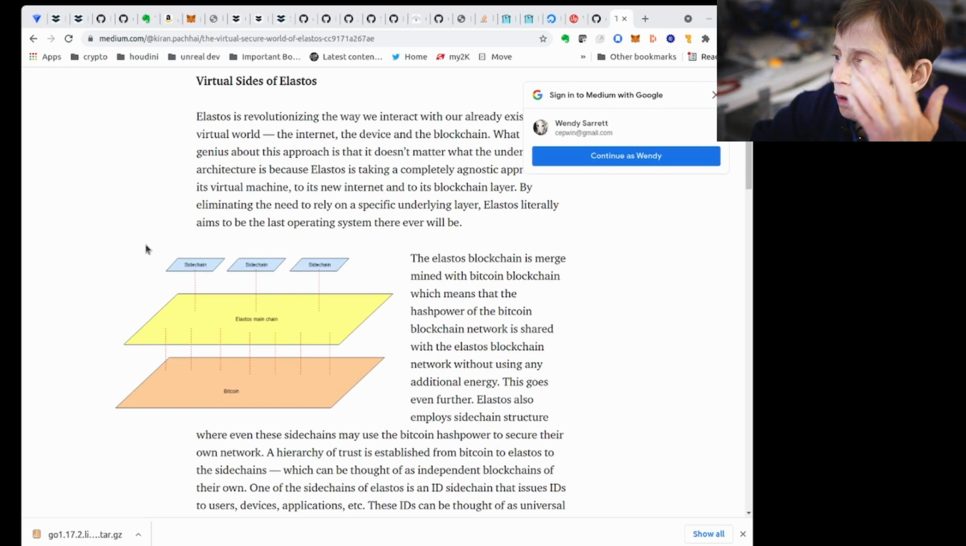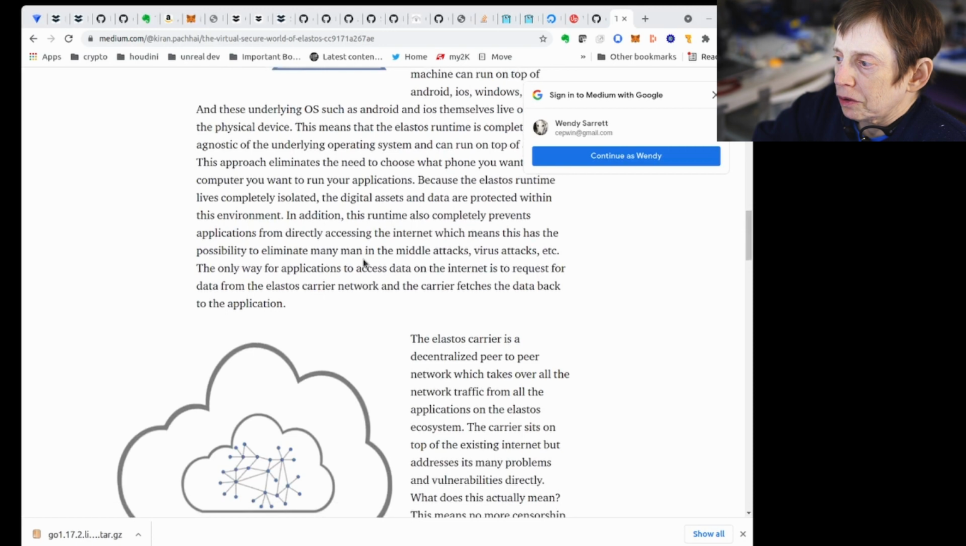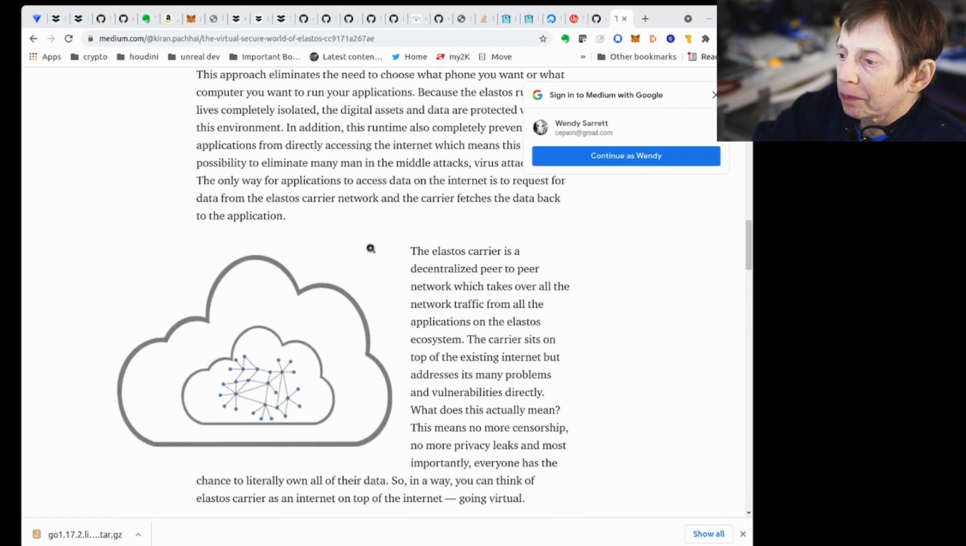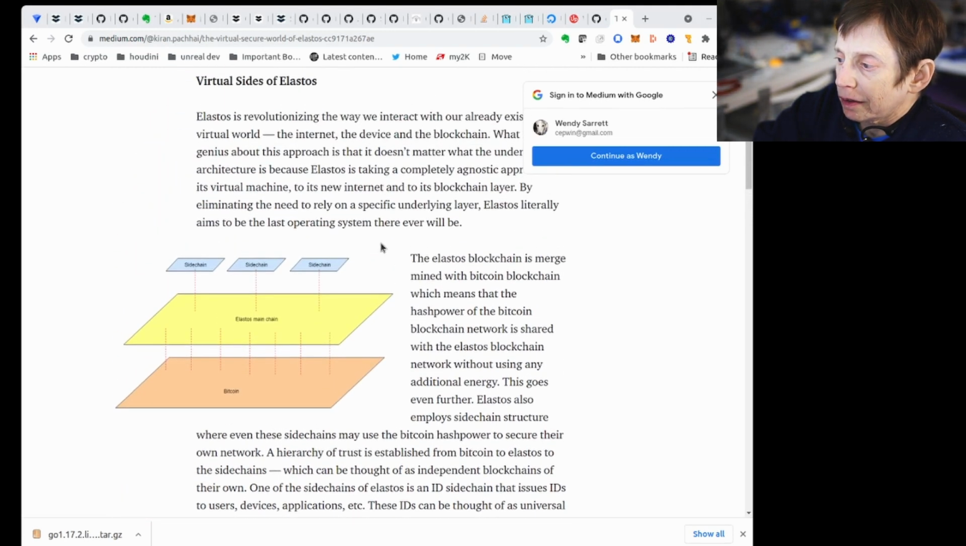We talked about merge mining, and that allows you to, of course, share the hashing without any additional work. So Bitcoin will hash, and that can be used by Elastos, as you can see in this diagram here. So what they talk about is how Bitcoin secures Elastos, which secures the side chain. But basically, it doesn't care what the device has, and it runs on top of the device. And it's also sandboxed.